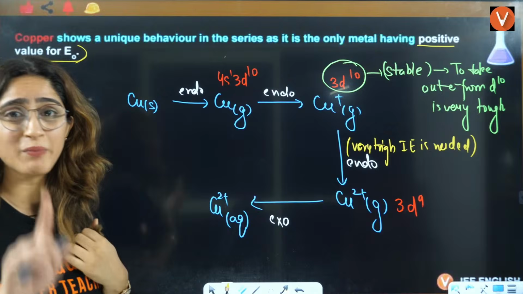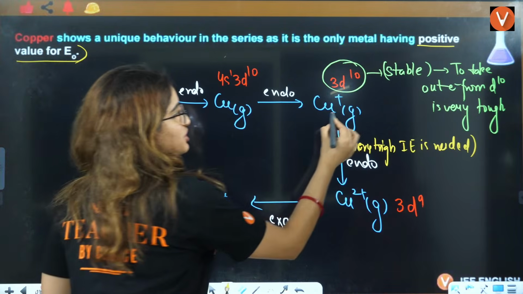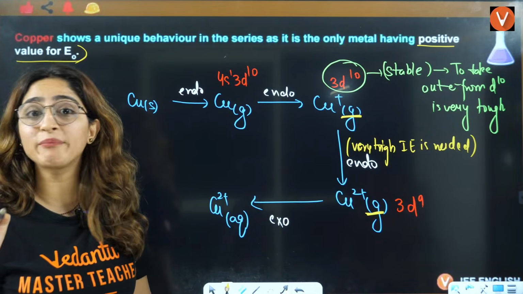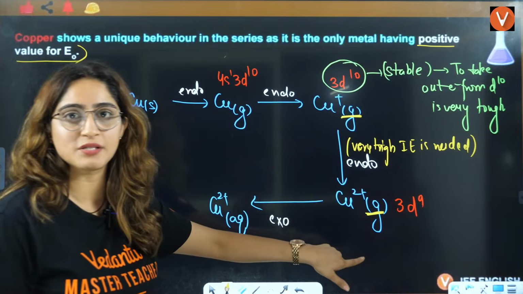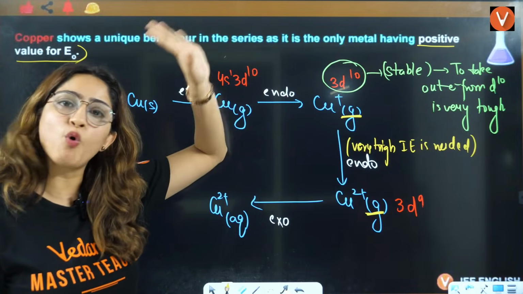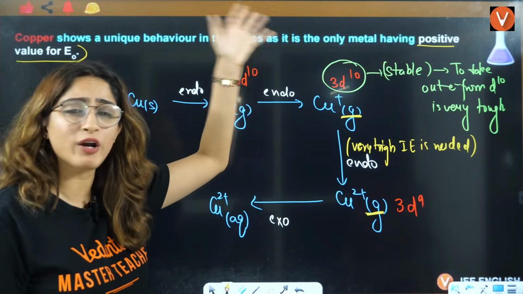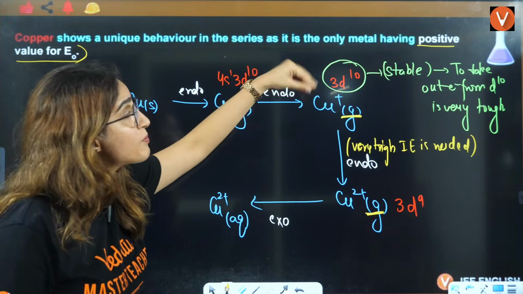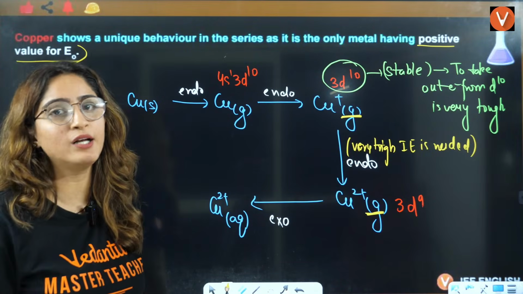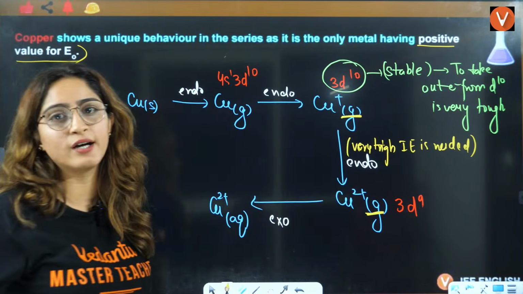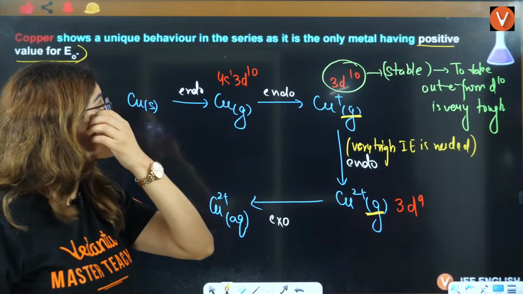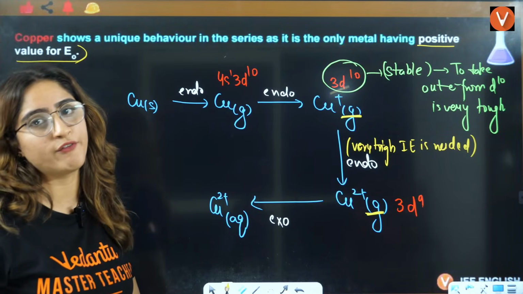But please see this thing here. This is gaseous. I'll tell you why I'm telling you this specially. This is gaseous. In the gaseous state, Cu positive is more stable because of the electronic configuration, right? Because of its electronic configuration, to lose one more electron is very difficult. So very high energy is needed here. This energy is so high that it makes the conversion very, very difficult, right?